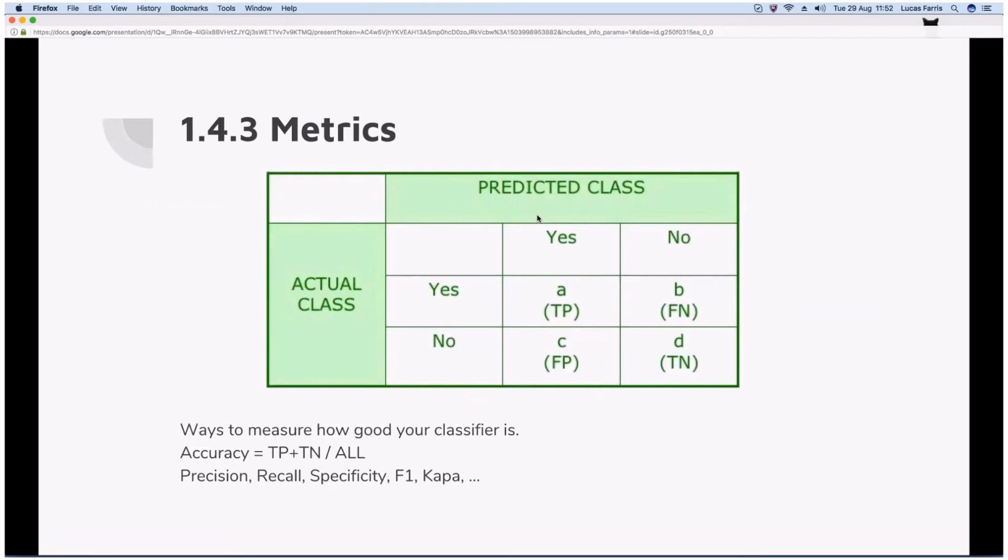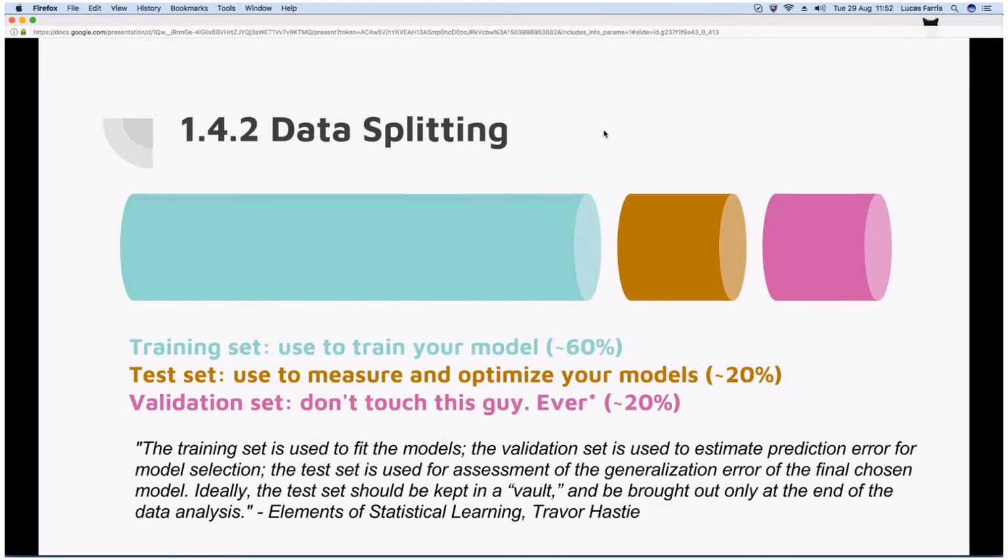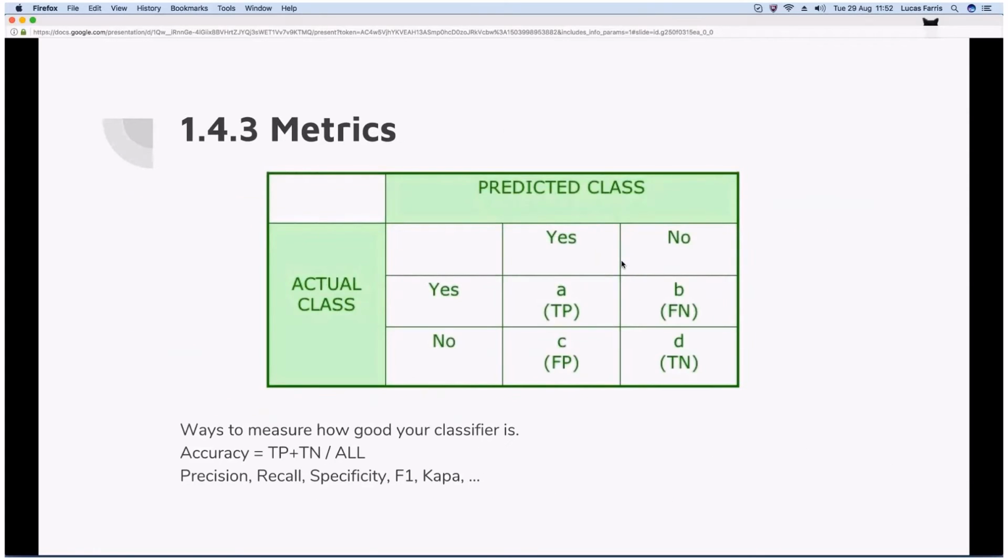Metrics are a way to know. As I was talking about here, we need to measure how our algorithm is performing, so we can use metrics. As you can see here, there are four types of data. True positive: it was one thing and you said it correctly. True negative: it was another thing and you said it correctly. False positive: you said it was positive but it was not. And false negative: you said it was negative but it was positive.